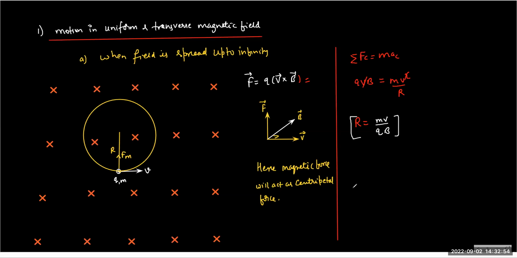Okay, so once we have the radius, it can be written in multiple ways because mass into velocity is called momentum, so we can write it as p by qB. But for momentum and kinetic energy, we have the relation p square by 2m equals KE.